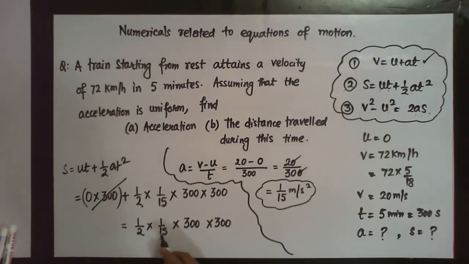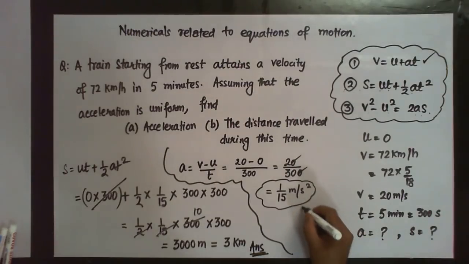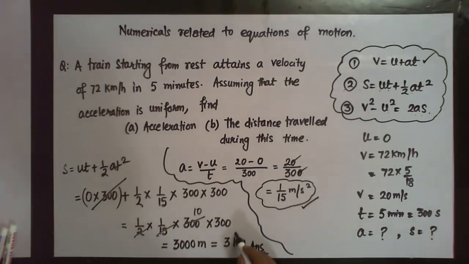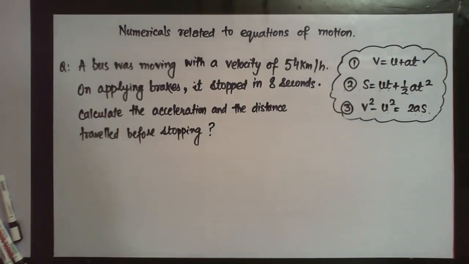Now 2 into 15, 30. So 30 into 10. So we get 3000 meter, or we can write 3 kilometers. So this is the answer to this question. So we have calculated the acceleration of the body. We also have calculated the distance traveled by the body. Let us do a last question in today's discussion. Let us see the last question for today.